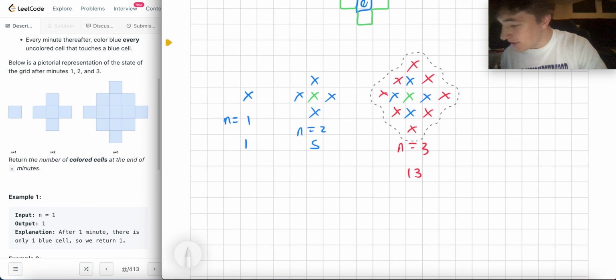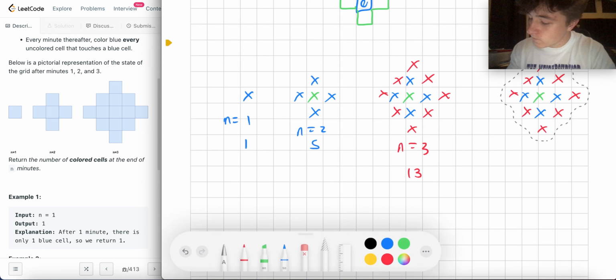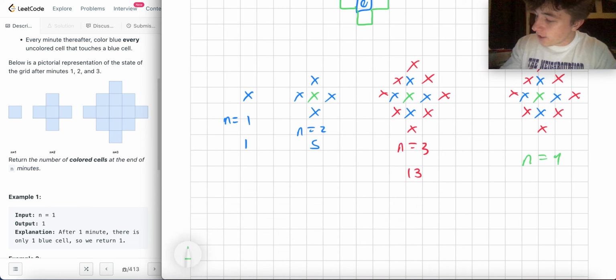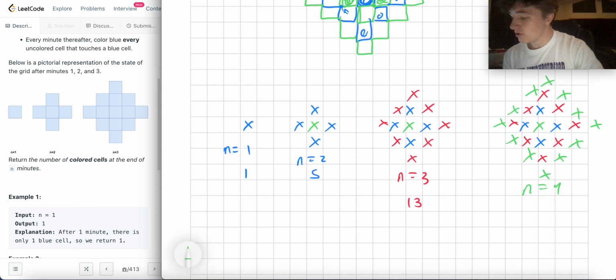And then we're going to take n equals 4. All right, so we're going to add all the neighbors to this thing. And I think this should be enough to establish something about how this is supposed to work. Okay, so for n equals 4, we have 13 plus 1, 2, 3, 4, 5, 6, 7, 8, 9, 10, 11, 12. 13 plus 12 is what, 25?